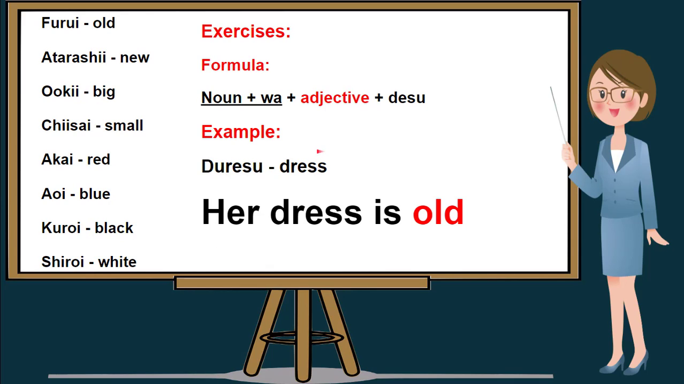Another exercise is the use of dresu, which means dress in English. This time, we will also be using old, which is furui in Nihongo. So in this sentence, we will be using dresu, which is dress, and furui, which means old. I'll be giving you 5 seconds to translate this statement in Nihongo. This statement is, her dress is old. And your 5 seconds start now.